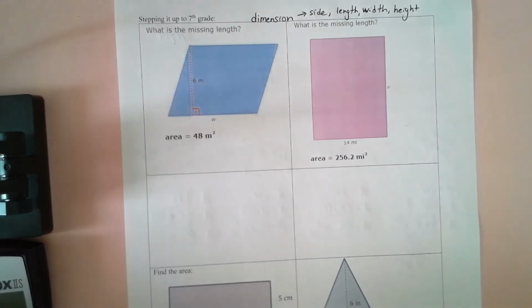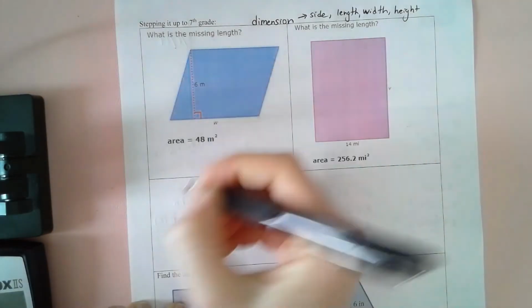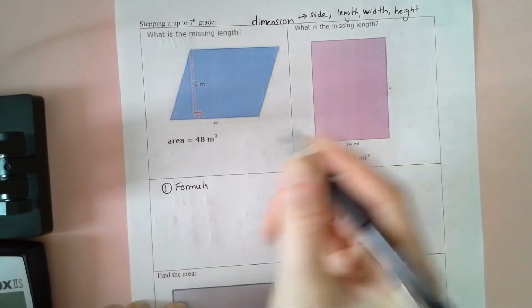So dimension, again, could just be a side, like a length or a width or a height. So now the first step, again, we're going to start with a formula. The formula for this shape, a parallelogram, is base times height.